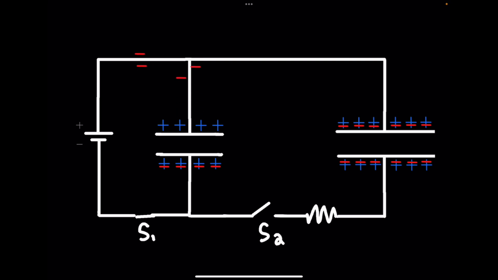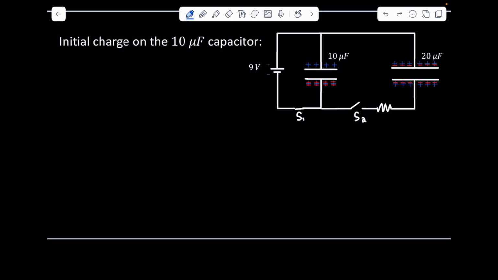The first thing I'm going to do here is find out how much total charge is available to share by figuring out how much charge is given by the battery to the capacitor on the left. The charge Q stored by a capacitor is based on two things. One is its capacitance, which is a property of the capacitor, and the other one is the voltage given to it by the power source.